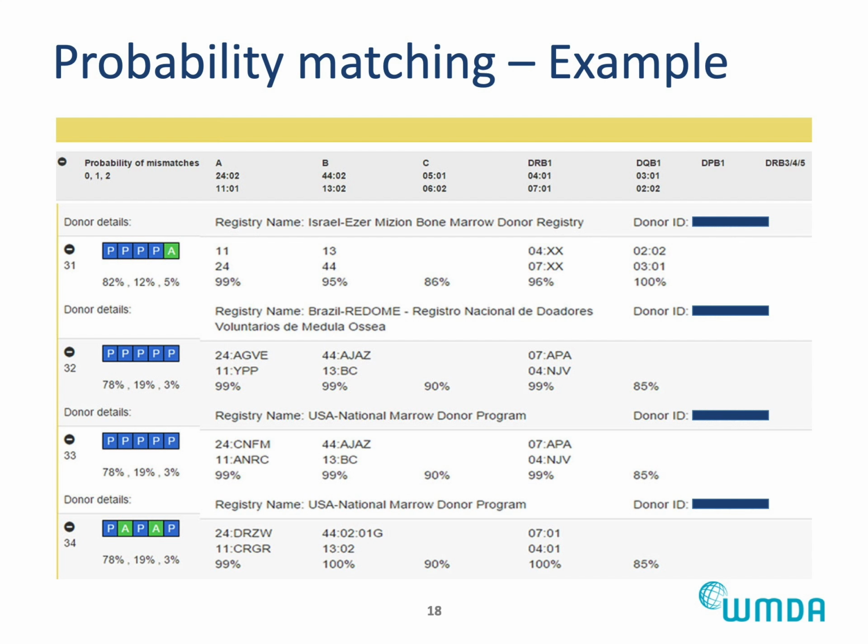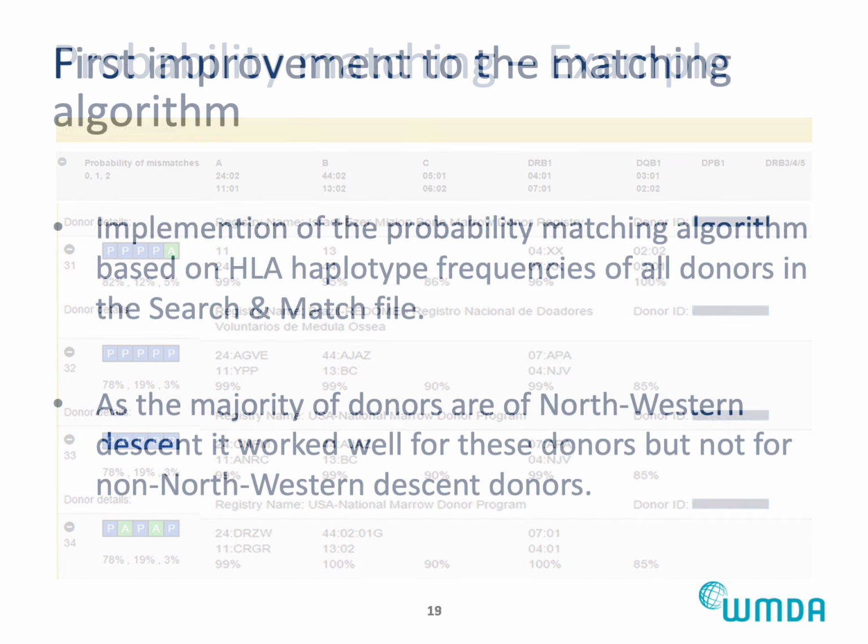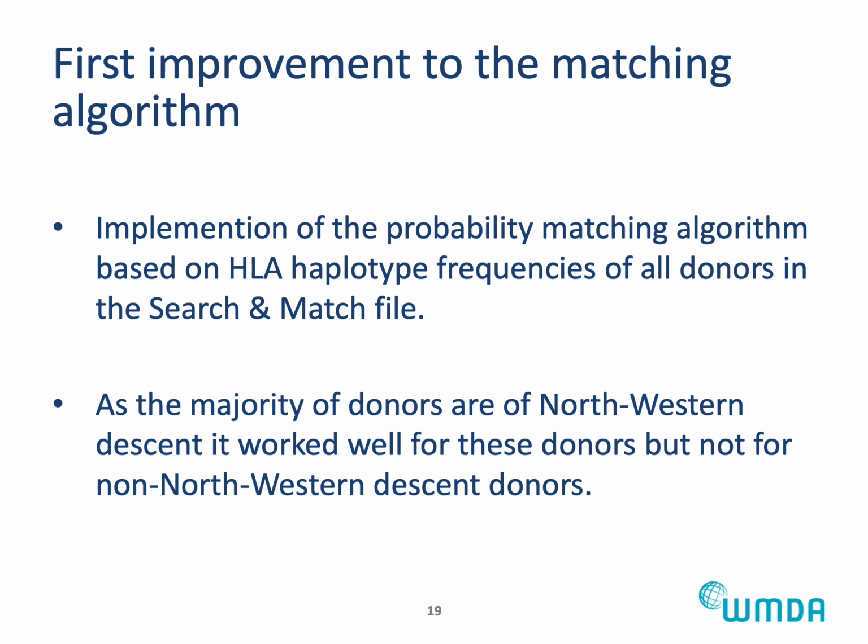And altogether, the probability match is calculated that this donor has an 82% chance of being A, B, C, DRB1 and DQB1 matched with the patient. And there's an additional chance of 12% that this donor has a single mismatch and another 5% chance that there will be two mismatches. The first improvement to the matching algorithm was the implementation of the probability matching algorithm.